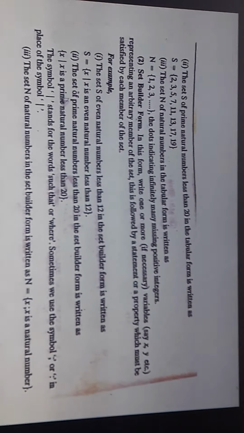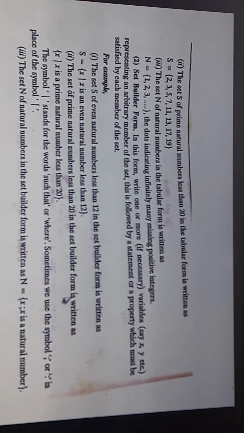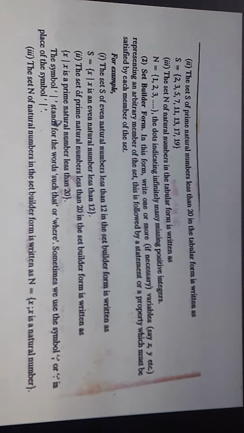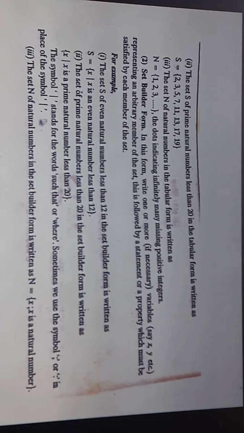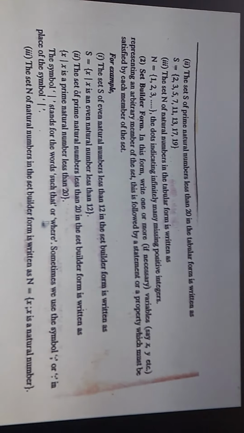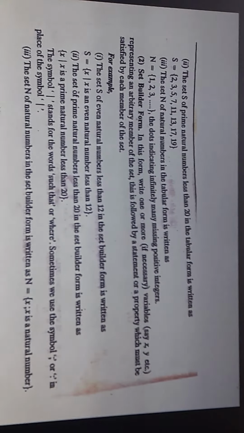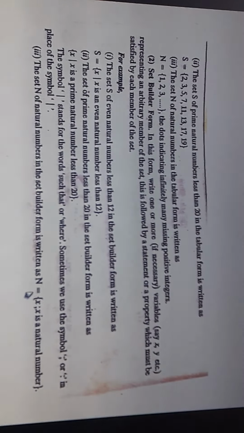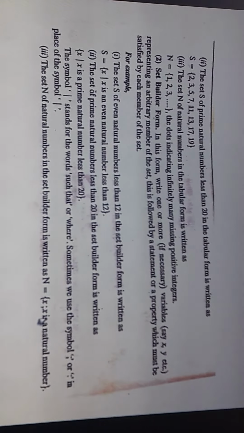The set of prime natural numbers less than 20 in set builder form is written as {x : x is a prime natural number less than 20}. The symbol stands for the words such that, and sometimes we use the symbol | also. The set of natural numbers in set builder form is written as N = {x : x is a natural number}.